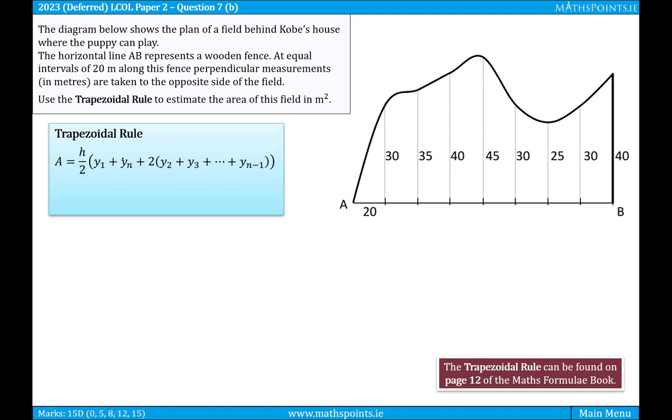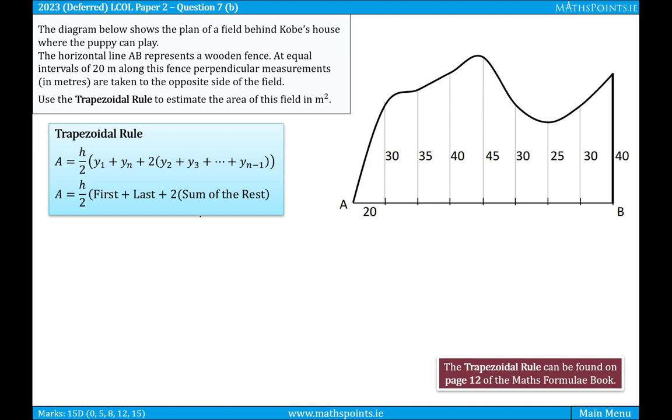So this is the way it looks in the formula book, but it is worth remembering it as h over 2 on the first plus the last plus 2 times the rest. Very popular question in ordinary level maths where we just plug in the information on the diagram into the formula and we work out what the area of this shape would be.